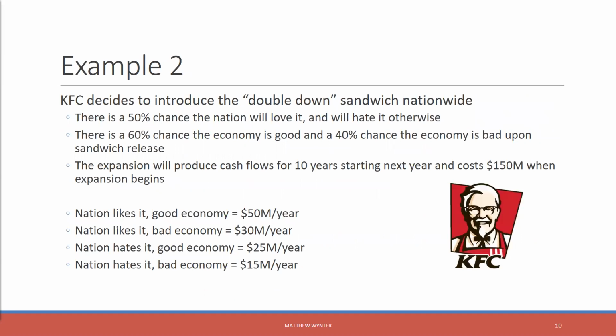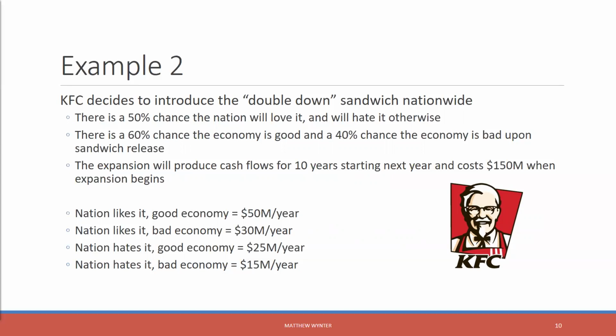KFC decides to introduce the Double Down sandwich nationwide. There's a 50% chance the nation will love it and 50% they'll hate it. There's a 60% chance the economy is good and a 40% chance the economy is bad. The expansion will produce cash flows for 10 years starting next year and cost $150 million when the expansion begins.